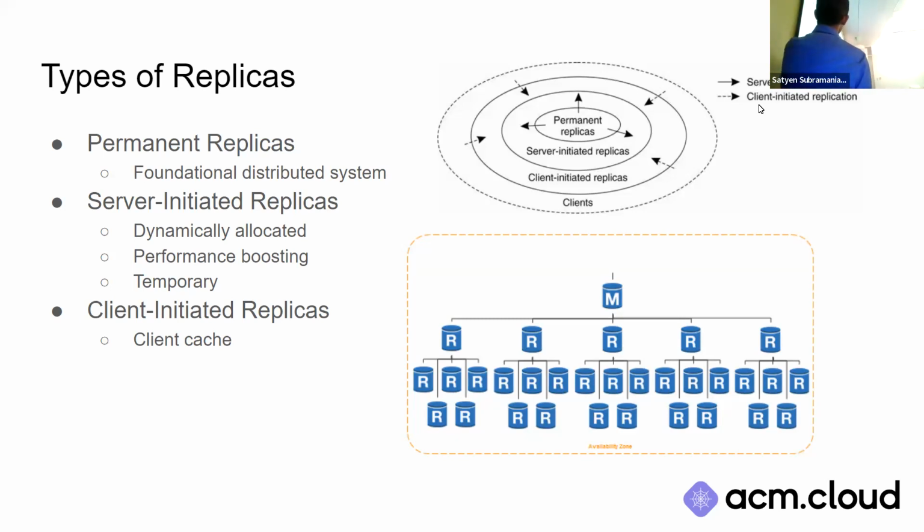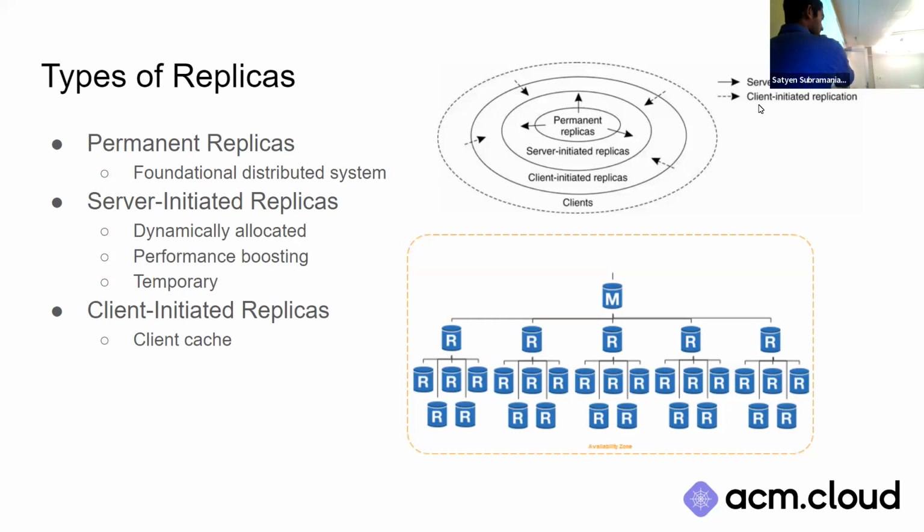The next type here is what's known as the server-initiated replica. Generally, these are dynamically allocated by some sort of server, either the master node or some compute associated with it. These help with performance, and then they'll be deallocated once demand dies down. So similar use case to permanent replicas, but normally more expensive because you're dynamically allocating them, but also temporary, so you're not paying for them in full.